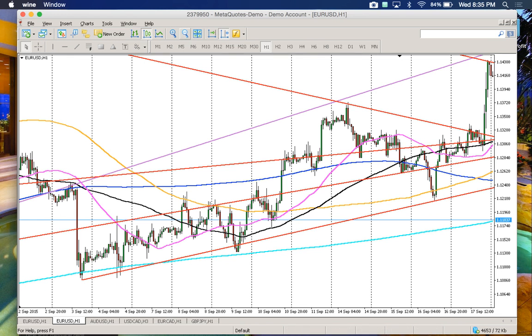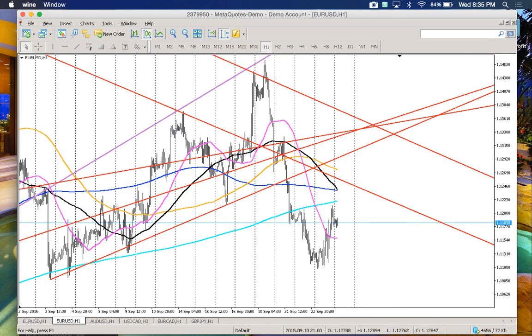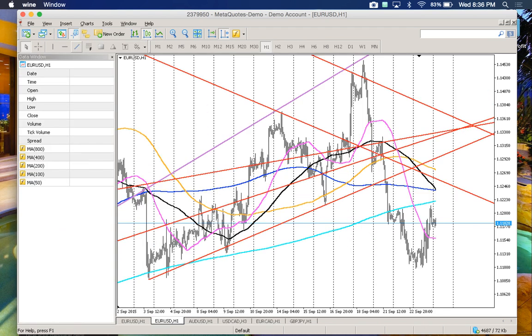Alright, so now let me draw some supply and demand zones. As you can see, my little creation, which I call spiderweb, is all these trend lines. Basically, the moving averages I use, I'm going to show you if I can get it up. It's in my data window. There it goes. You might want to write these down. These are the moving averages I use: the 800, the 400, the 200, the 100, and the 50.